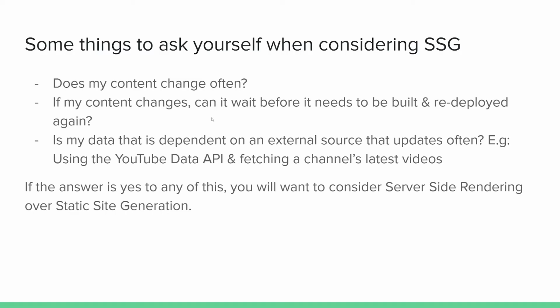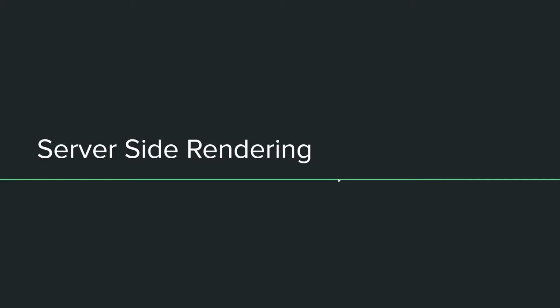Okay, is my data dependent on an external source that updates often? A good example of that, which we mentioned already, is stock APIs, cryptocurrency APIs, the YouTube Data API. If you're using the YouTube Data API to fetch a YouTube channel's latest videos, that data can also go stale. So if the answer is yes to any of these questions, that is where you want to consider server-side rendering over static site generation. Okay, now let's talk about server-side rendering.